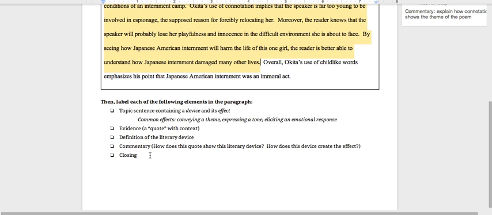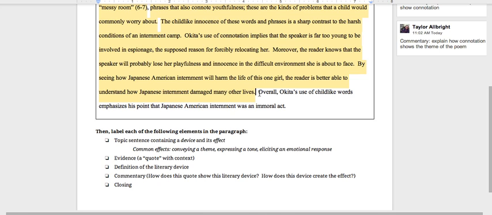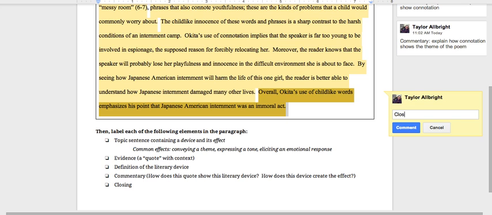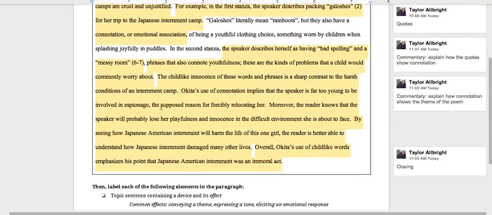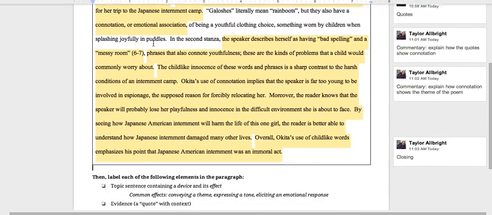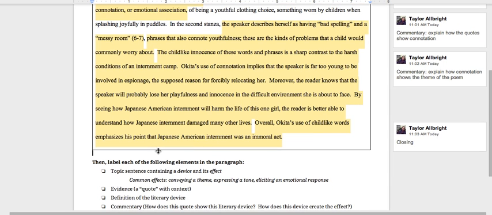Last, I need a closing sentence. I need a sentence that ties everything together, that explains once again how this whole paragraph proves the topic sentence. So here I have it in this last sentence, starting with the transition word overall. Overall, Okita's use of childlike words emphasizes his point that Japanese American internment was an immoral act. This is my closing. Notice that I did not state the theme in the exact same words that I used in my topic sentence. I rephrased it, I made it a little more specific. This gives some variety and interest to my paragraph so that it doesn't come across as repetitive.